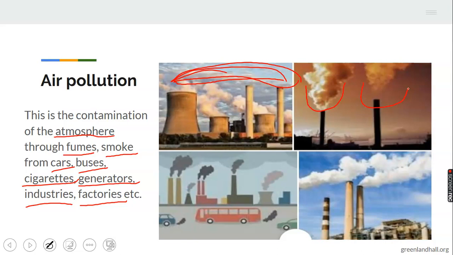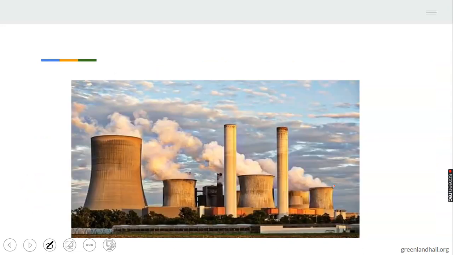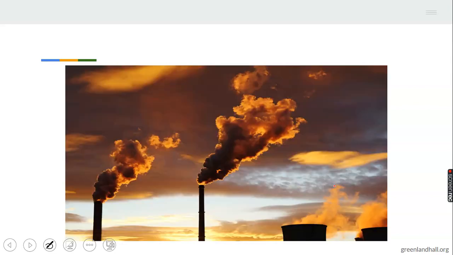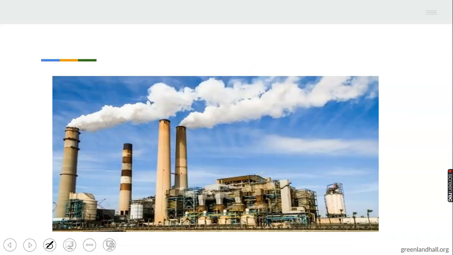These industries, they release all these fumes, and even factories too. You can see them being released into the air. Look at them, you know. That's what we call air pollution. Yes, you can see it clearer now. It is okay. You can see them now.